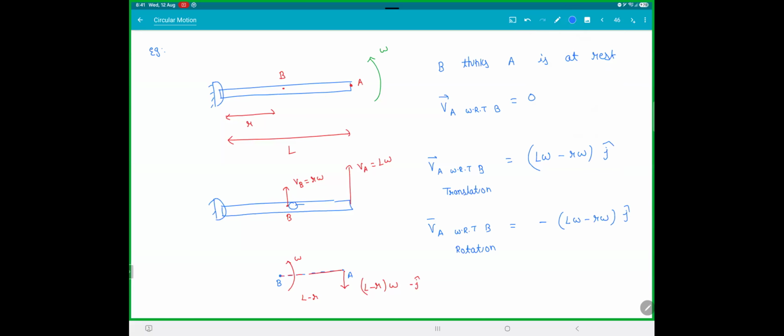So there are two relative velocities. One is coming because you both are traveling, translatory. The second is coming because the observer B's head itself is rotating. When you're sitting there on that rod and you're rotating, your head is also rotating. Now, when you take the relative velocity of A with respect to B, I need to add both the translatory relative velocity and the rotatory relative velocity. So I'll write VAB translation plus VAB rotation. Now, when you add, you'll get a zero. Is this logic making sense, everyone?